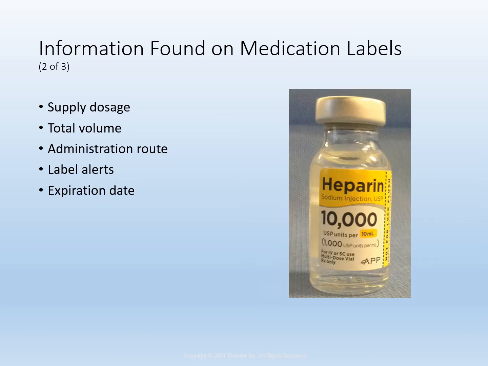Other information found on the labels: supply dosage, that's going to be read basically as X measured units per quantity. On this label, an example would be the 1,000 units of heparin per milliliter. That's in the parentheses underneath. Total volume, you'll be able to see this one is 10 ml. Any label alerts on here, maybe refrigerate, shake well before use, those would be included, and the expiration date. All prescription medications should be used, discarded, or returned to the pharmacy by the expiration date, which you are going to really focus on when you're receiving medications on your sterile field.